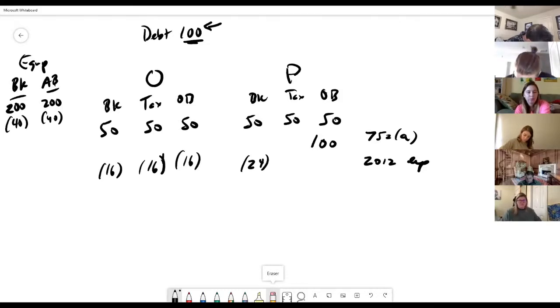There's no issues about flow through loss. We're not trapping any losses because we have enough outside basis as well. So O is going to report 16 of depreciation. P is going to report 24 of depreciation on the tax return.